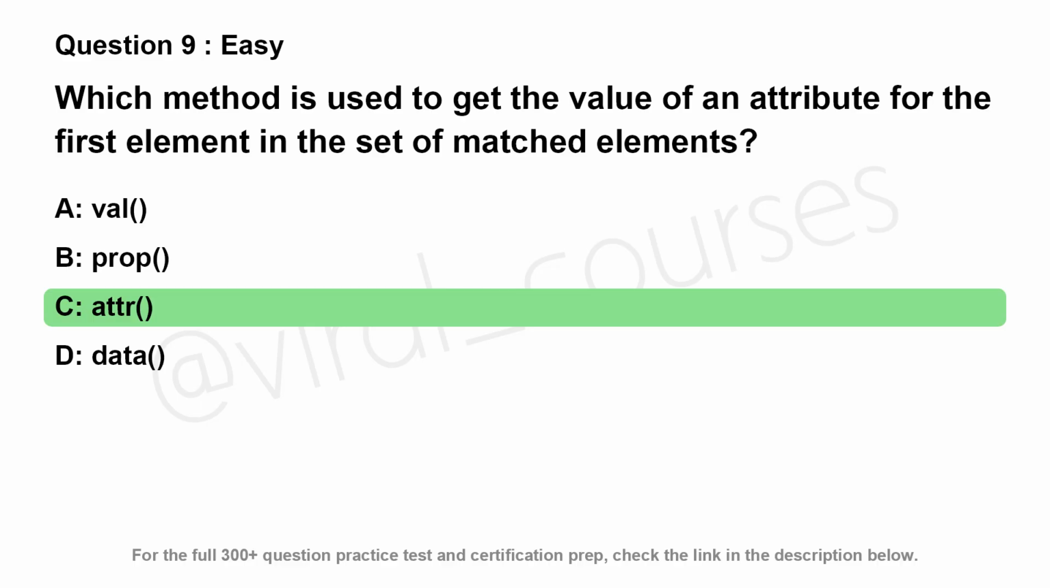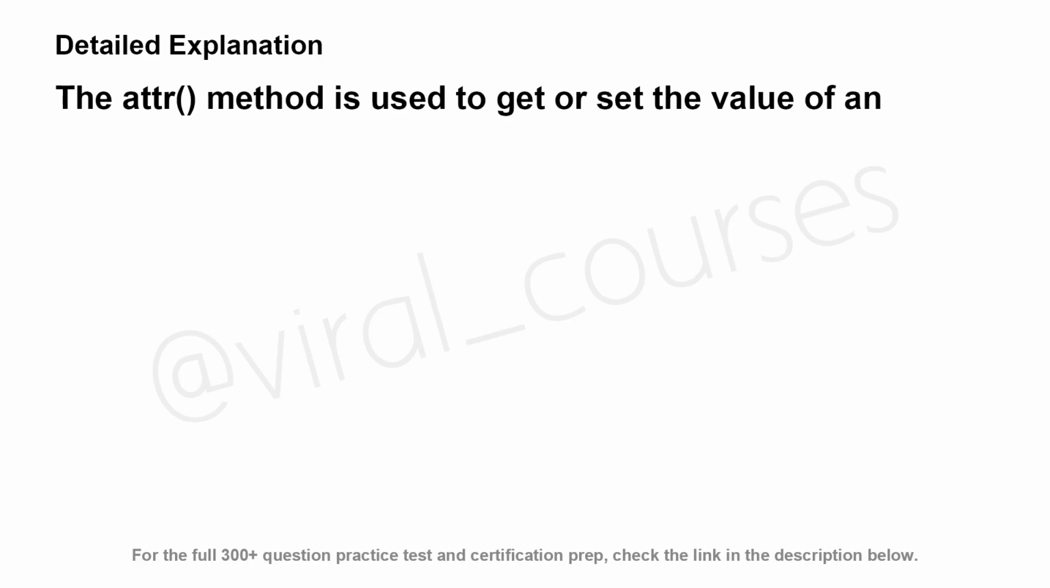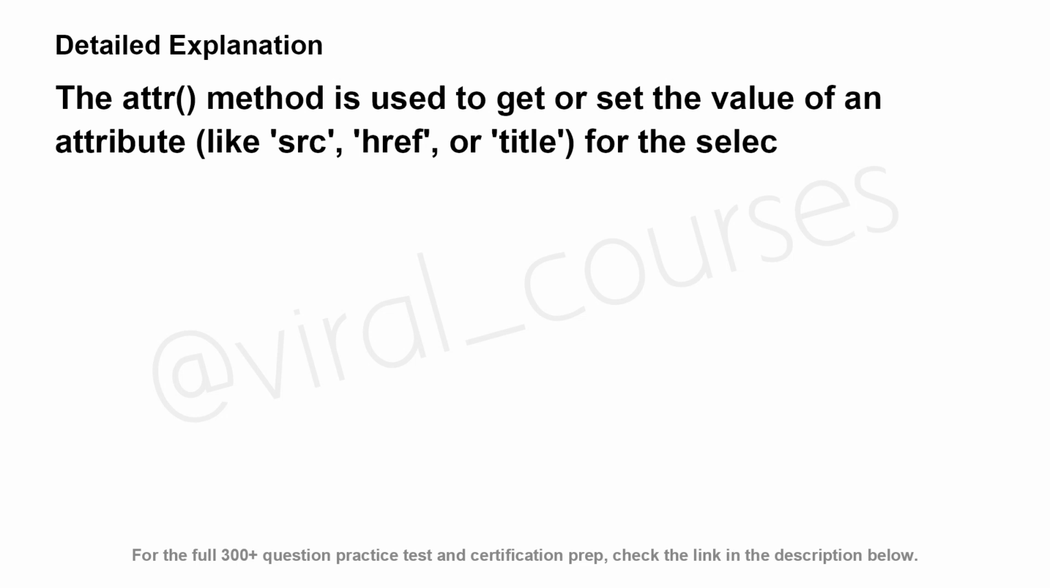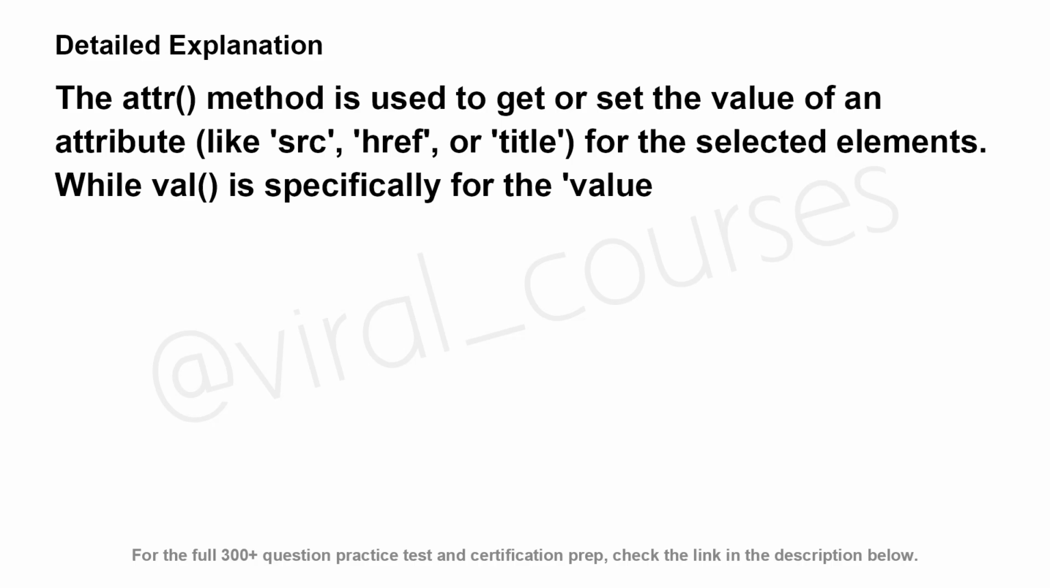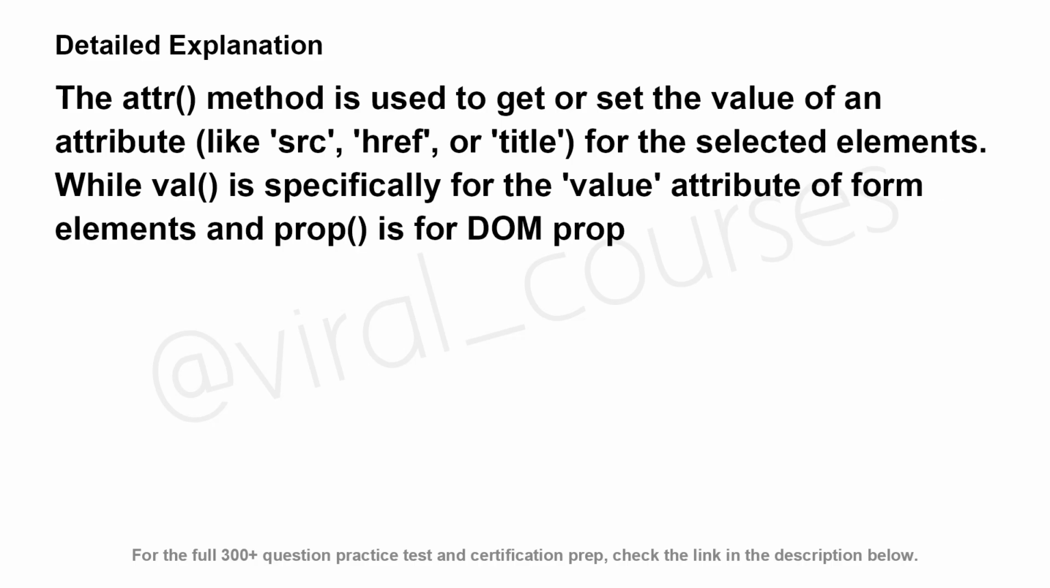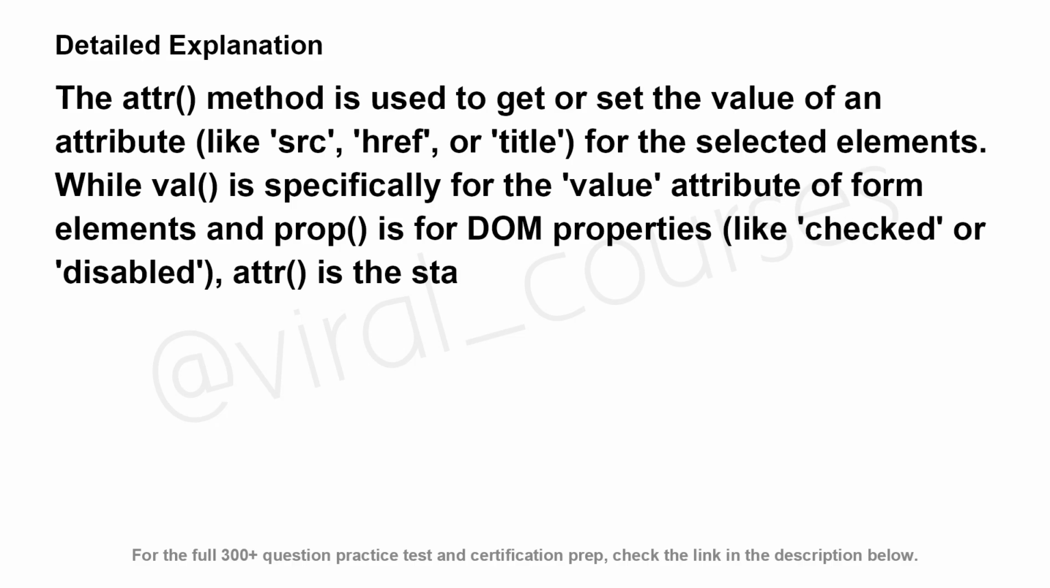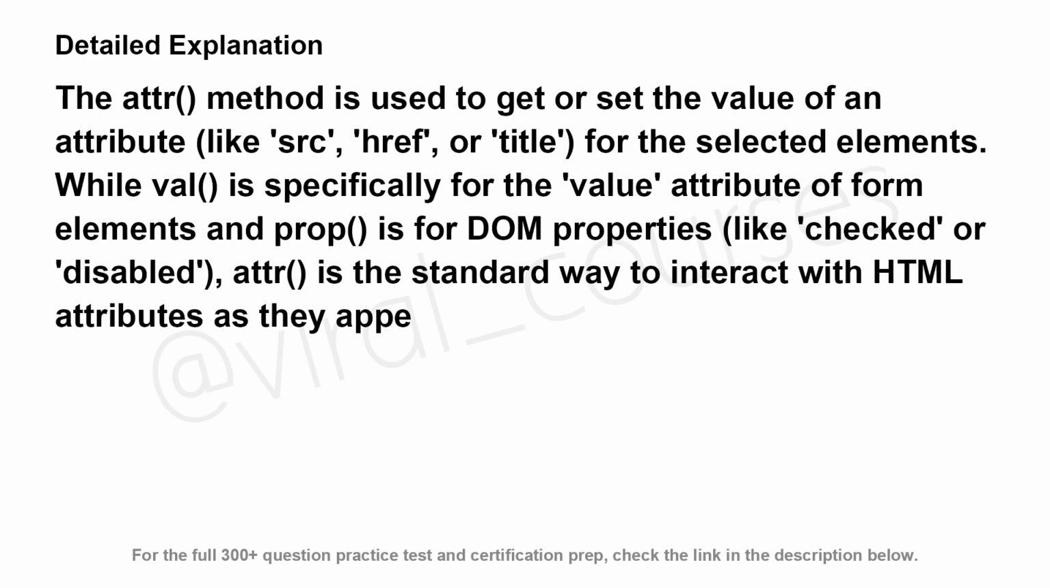The correct answer is C. The attr method is used to get or set the value of an attribute, like src, href, or title, for the selected elements, while val is specifically for the value attribute of form elements and prop is for DOM properties, like checked or disabled. Attr is the standard way to interact with HTML attributes as they appear in the source code.